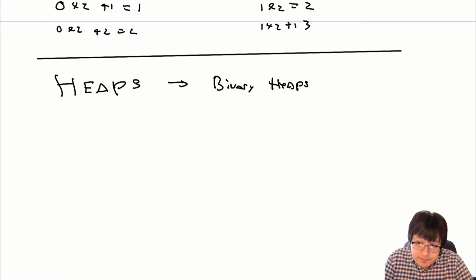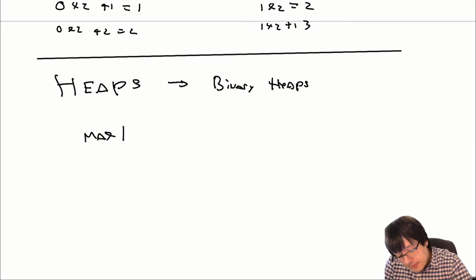So there's two kinds of heaps, really. There's a max heap and a min heap.